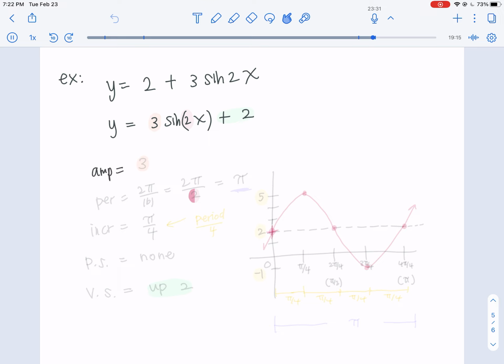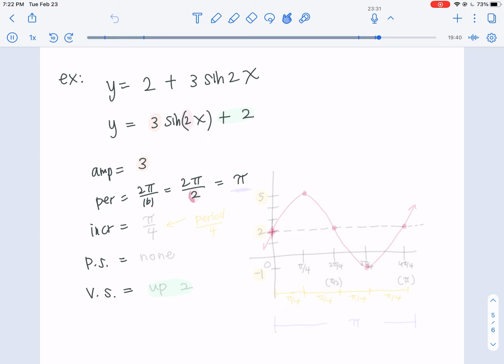Amplitude, period, increment, phase shift, and vertical shift. Okay, go ahead and fill this out for me, and then we'll go over it together. So amplitude is 3. Period is 2 pi over b, where the b in this case is 2, right? So pi is going to be your period. You guys okay with this?